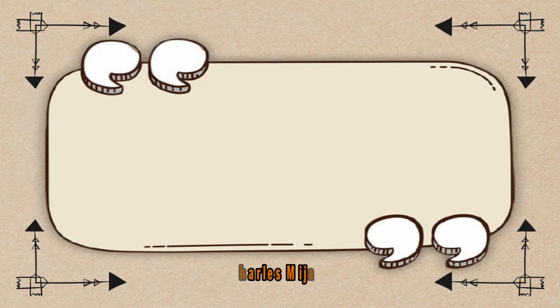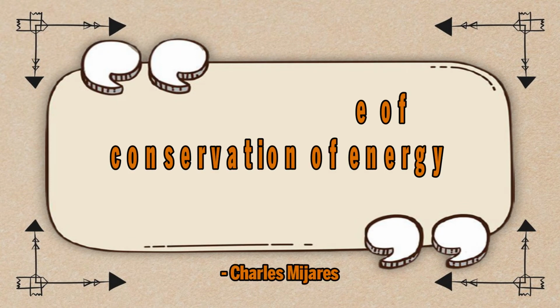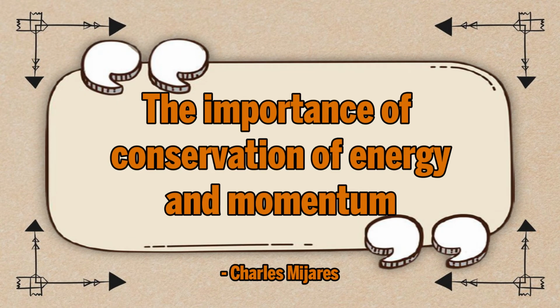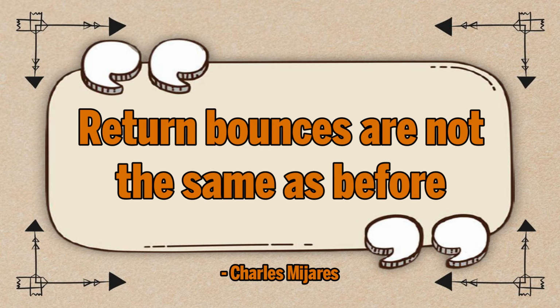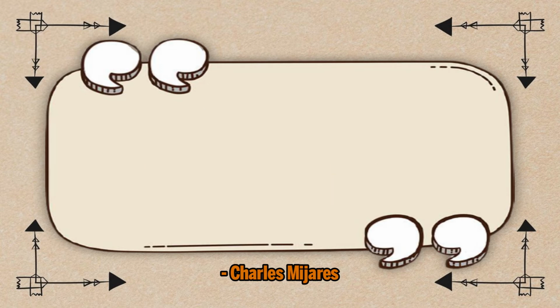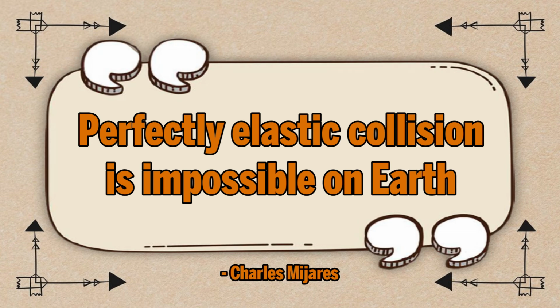In this particular experiment, we learned about the importance of the conservation of energy and momentum, that energy is never created nor destroyed, it only transfers or transforms to a different type into the environment. Based on the experiment, bouncing a ball at a certain height means that its return bounce is not the same as before, and it continues to decrease until it stops or slows down. Here on Earth, it is impossible to have a perfectly elastic collision, simply because of the law of conservation of energy.